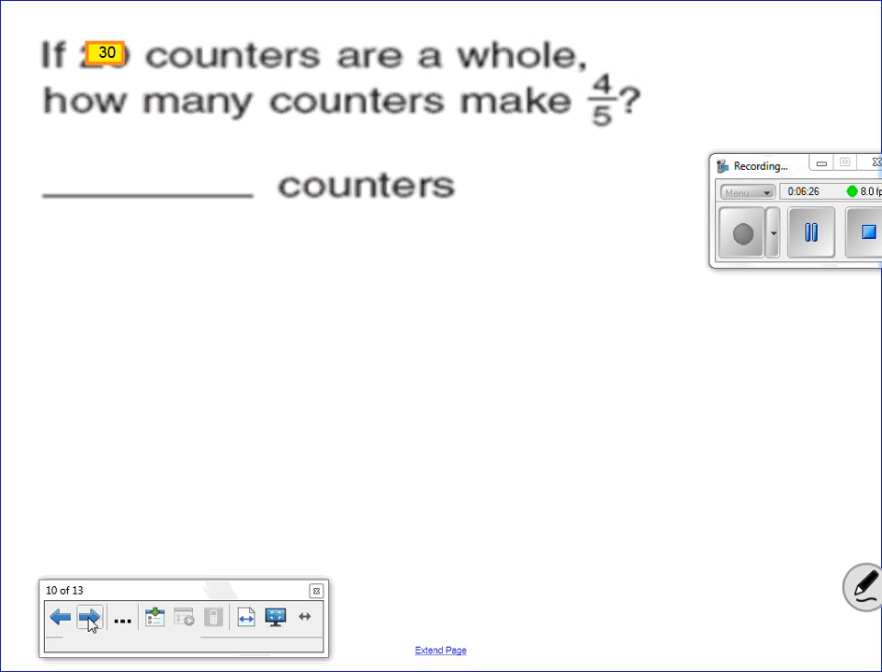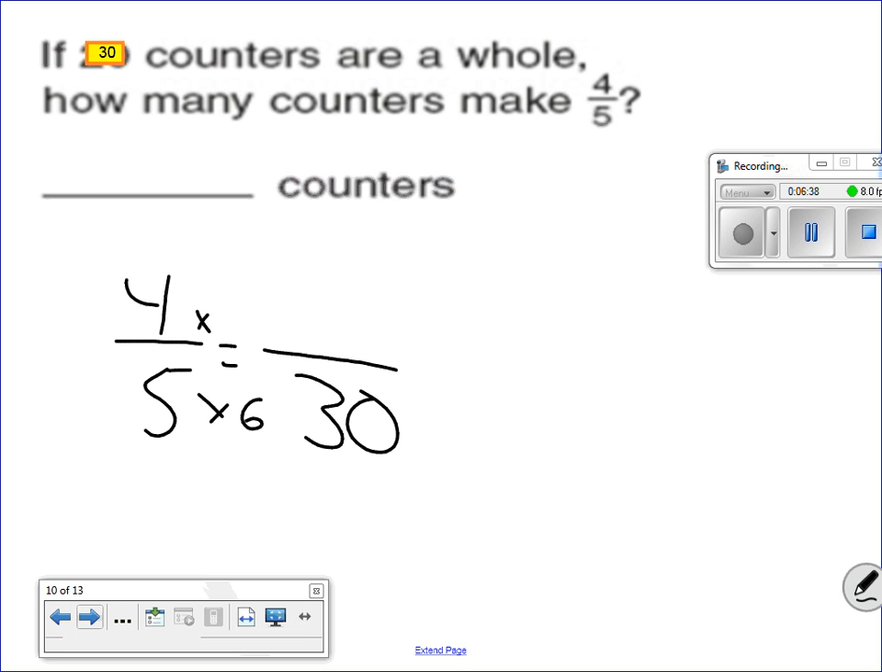Here's another example. If 30 counters are the whole set, so 30 is my denominator. 4/5 would be what? 4/5 equals what over 30? Times 6, times 6, 24. 24 counters would be 4/5. It's simple, it's easy, just don't make it too complicated, okay?